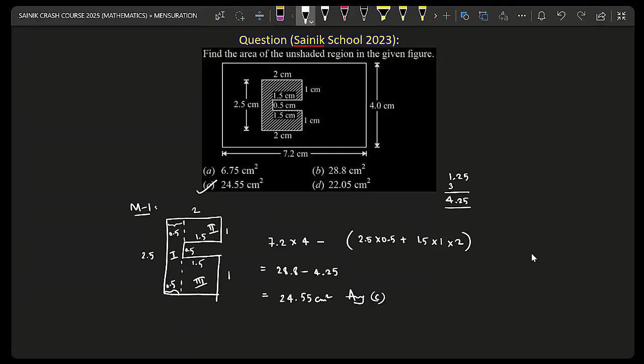Sir, first 2.5 into 2 is equal to 5. Very good. Then minus 0.5 into 1.5. Very good, that gives you the shaded region area, right? Yes, sir. I am trying to get that same answer from the students. So method number 2 will be this one. Let me write here method number 2. The figure is in this shape, and the shaded part is in this shape.